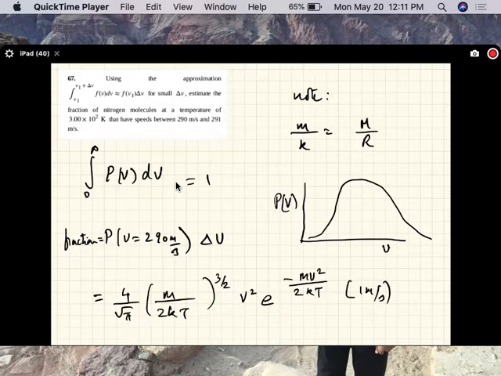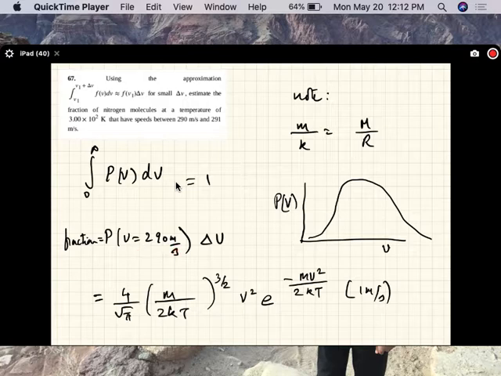Here is P(v). You see the probability function P(v) dv integrated over all speeds is equal to 1. So this quantity is dimensionless. P(v) dv is dimensionless: P(v) has units of 1 over speed, times speed. That's dimensionless, and you add all those pieces up, that adds to 1.